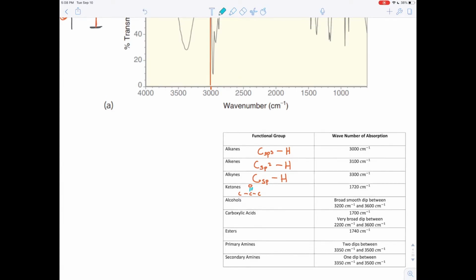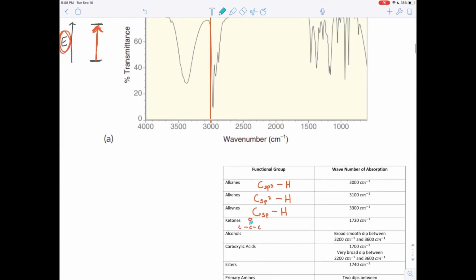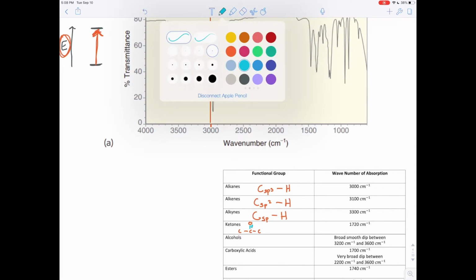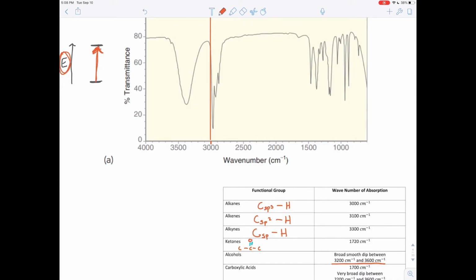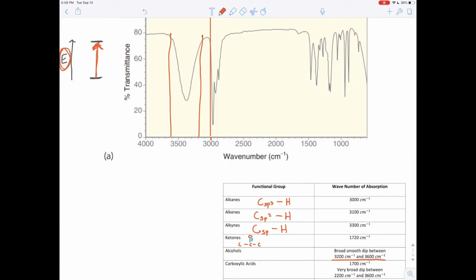For alcohols, alcohols are going to have a smooth, broad absorption between 3,600 and 3,200. So that's what we have here. And here's actually an example of an alcohol, this dip right here. Notice it starts at around 3,600, it ends at around 3,200, and notice how smooth it is. Compare it to this dip right here, which is pointy and jagged. This is smooth and broad. And what's making it smooth and broad are intermolecular forces.